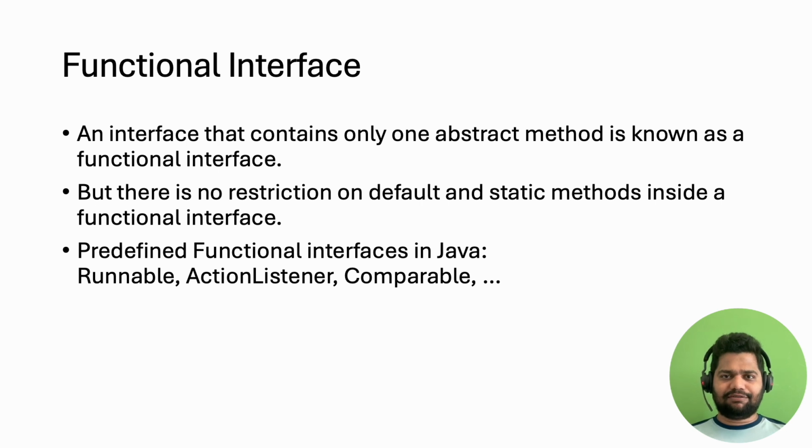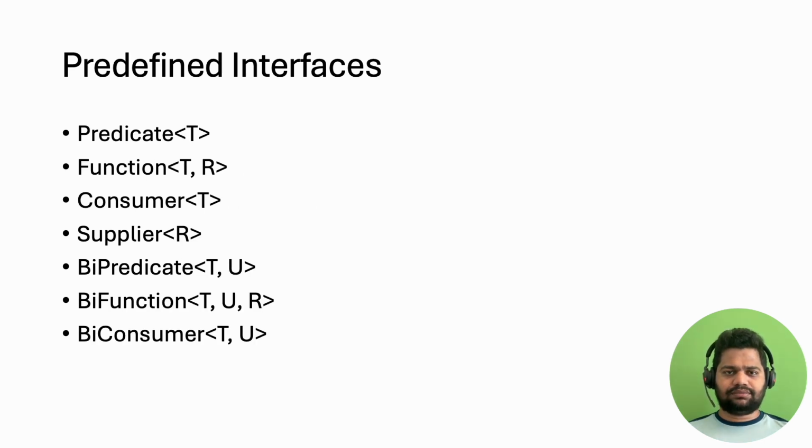To create functional interface, we need to follow a set of rules. And one main thing is functional interface cannot contain more than one abstract method. But there is no restriction on the default and static methods. And also classes like Runnable, ActionListener, Comparable are some of the interfaces which were converted into functional interface after Java 8. Java provides us some ready-made functional interfaces. We can use these functional interfaces as per our needs.